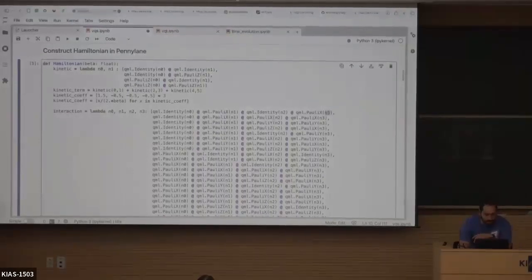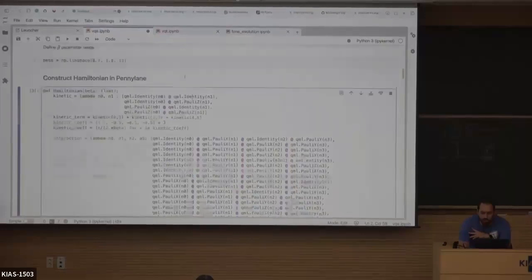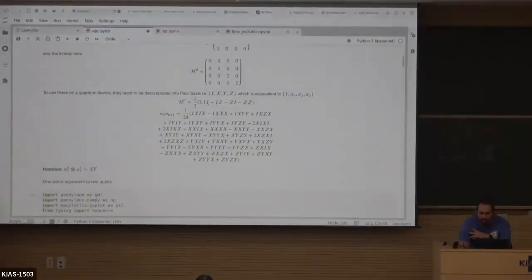So this is the key. Up there, I have the kinetic term. I obviously decompose the kinetic term as well. And you can see it's identity, identity, identity Z. I think I wrote it here too. Yeah, it's just 2 qubit because kinetic term doesn't have interaction. So it's just one side, other side, next side, the other side. Okay, it's diagonal.